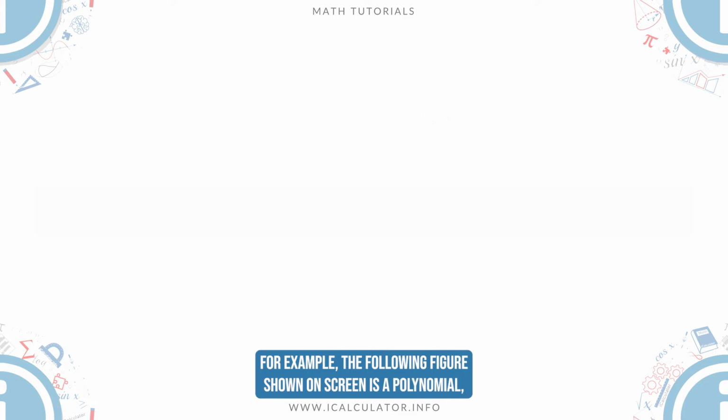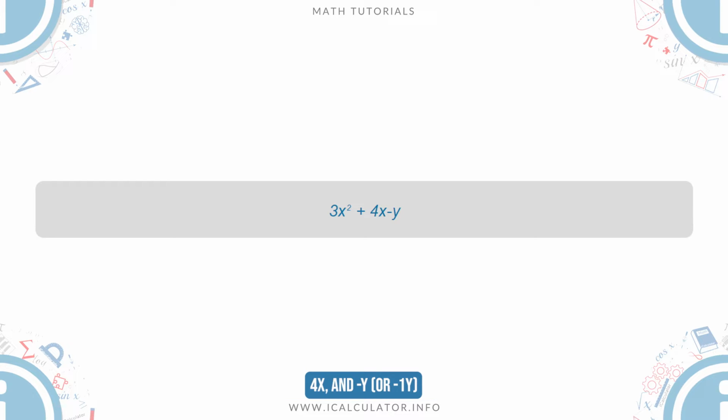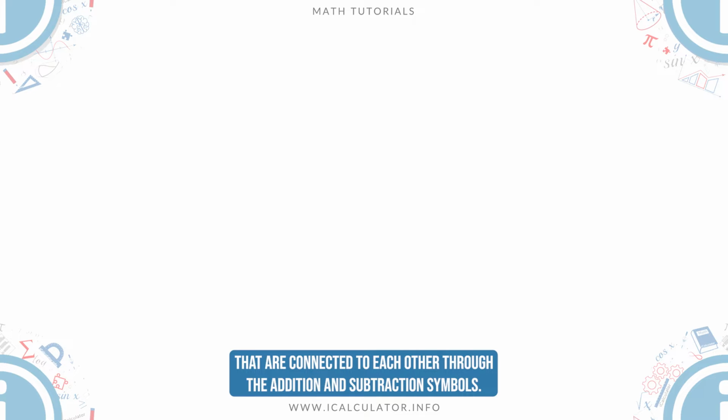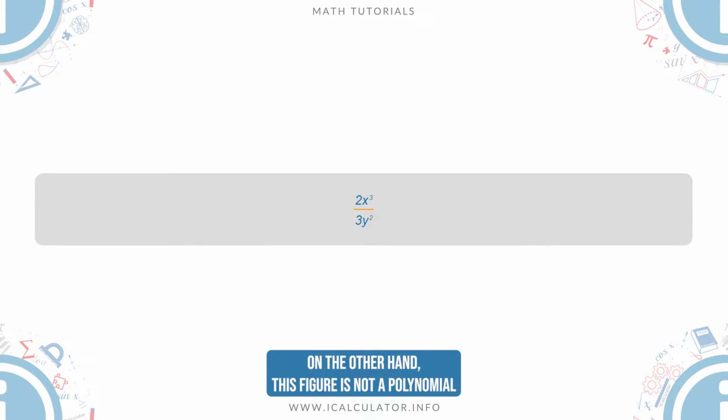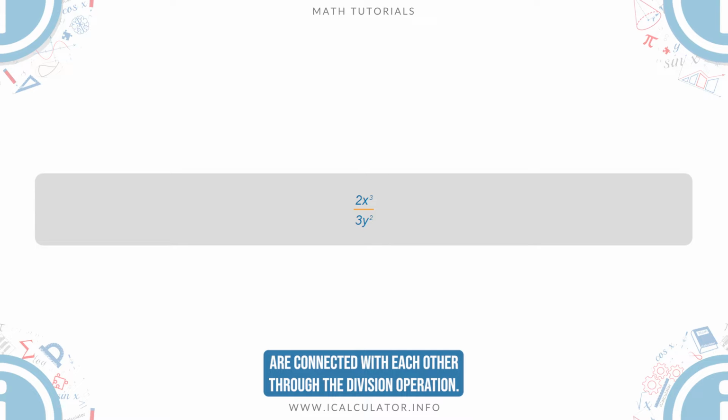For example, the following figure shown on screen is a polynomial, as it is made by three different monomials, 3x squared, 4x, and minus y or minus 1y that are connected to each other through the addition and subtraction symbols. On the other hand, this figure is not a polynomial, it is an algebraic fraction, as explained in Chapter 6, because the two terms are connected with each other through the division operation.